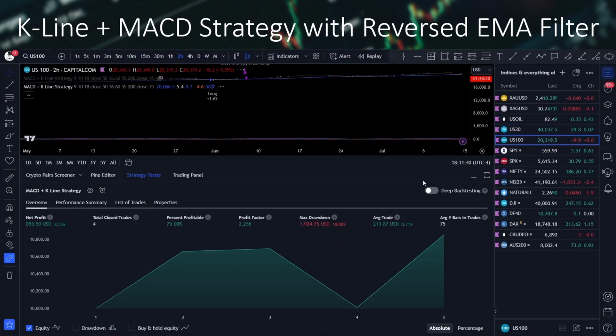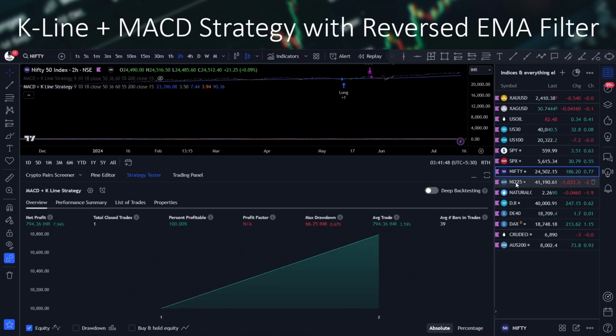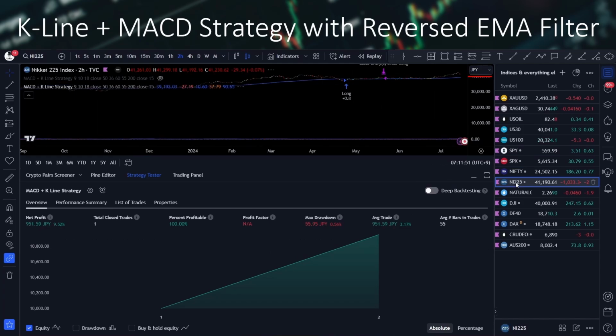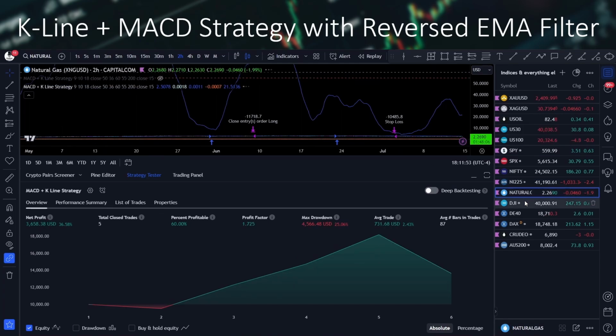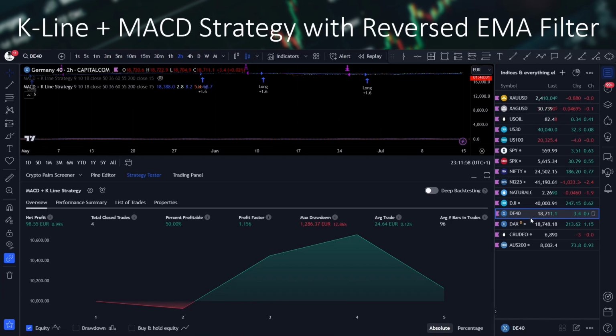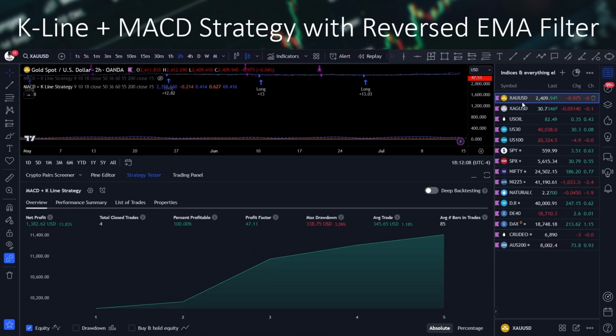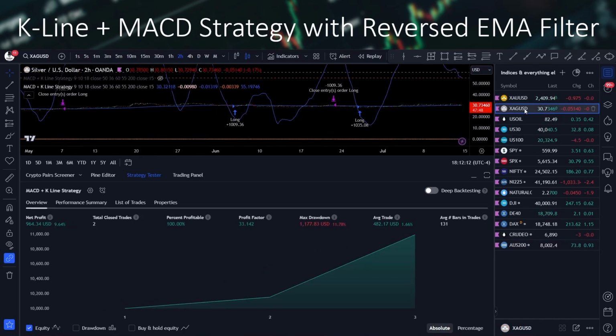For example, US 100, it is profitable. SPY, it is profitable, but only 1 trade. Nifty is profitable, but with only 1 trade again. Nikkei is profitable too. The natural gas is profitable. The Dow Jones, the D40, DAX no trades, and the Australian 200 is profitable too. What about gold? Gold is profitable too, and silver is profitable too.